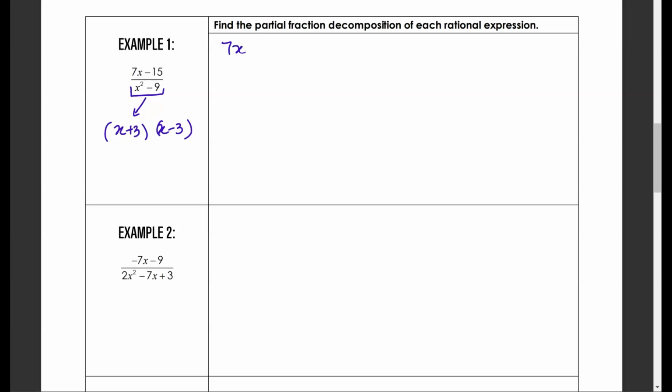Well, let's start off like that. So 15 over x plus 3, x minus 3. I'm going to set that to a over x plus 3 plus b over x minus 3. Okay, so we need to find our system of equations. So remember, we're going to get rid of that denominator by multiplying everything by the denominator.